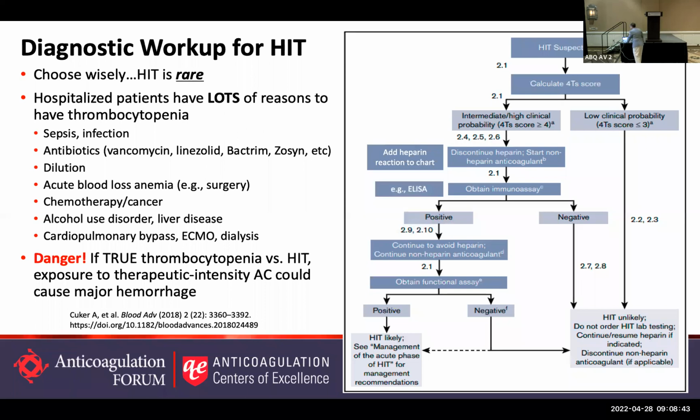So we're going to talk about an ELISA. And then if the ELISA is positive, then we're going to get some confirmatory testing through something called the serotonin release assay. So these patients definitely warrant alternative anticoagulation because they're now in a prothrombotic state.